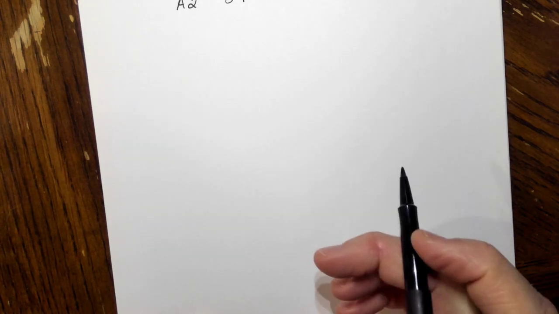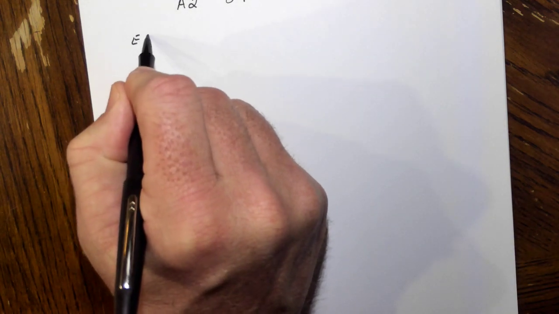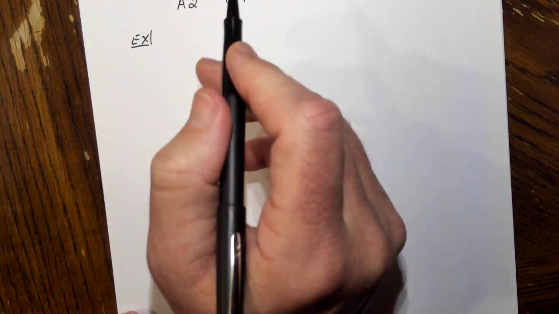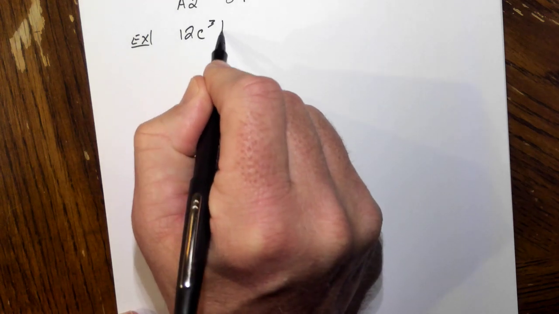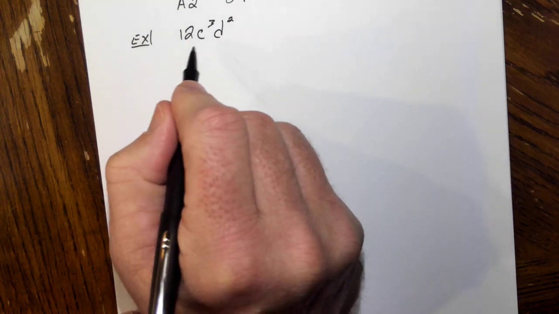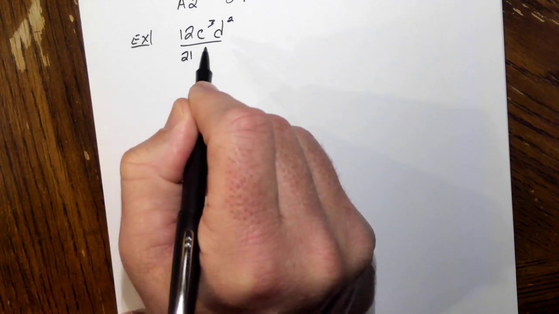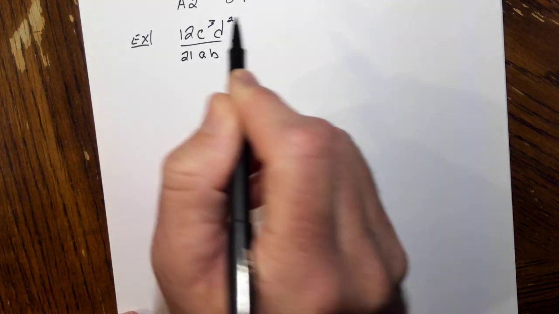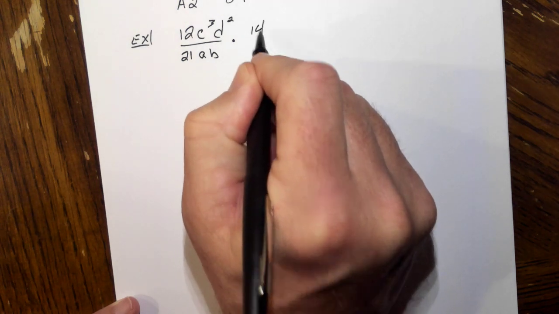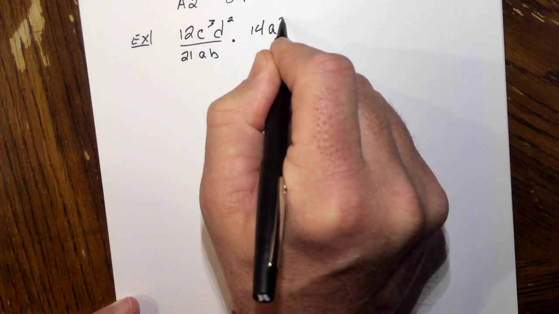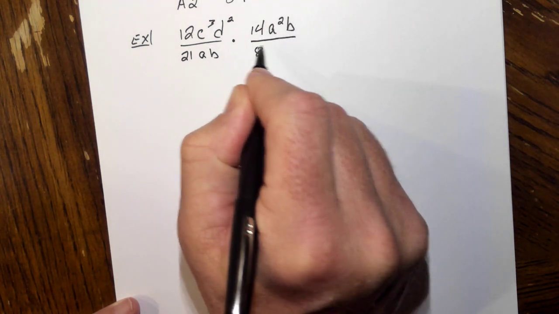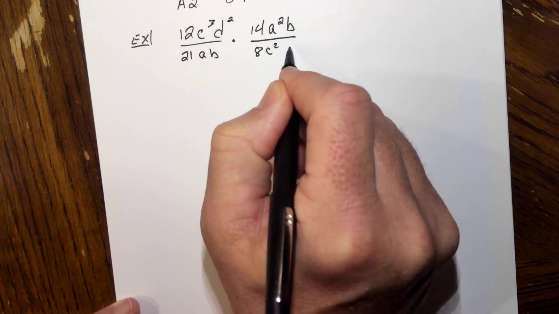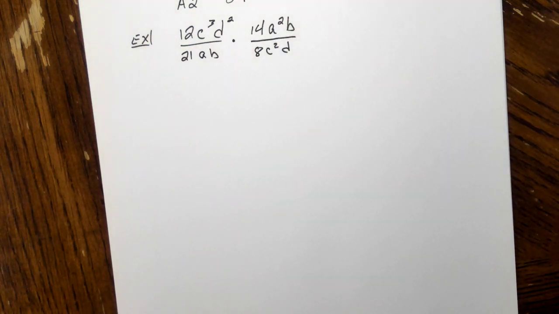Okay, let's continue here with another example in terms of just reducing fractions or simplifying. Let's say we had 12c to the third d squared over 21ab times 14a squared b over 8c squared d. Now, we're talking about stipulations.